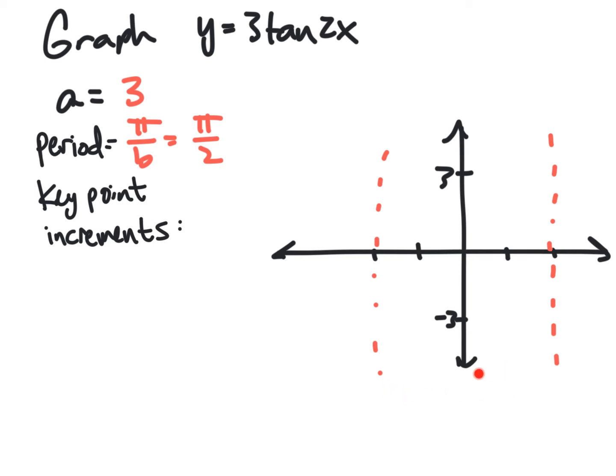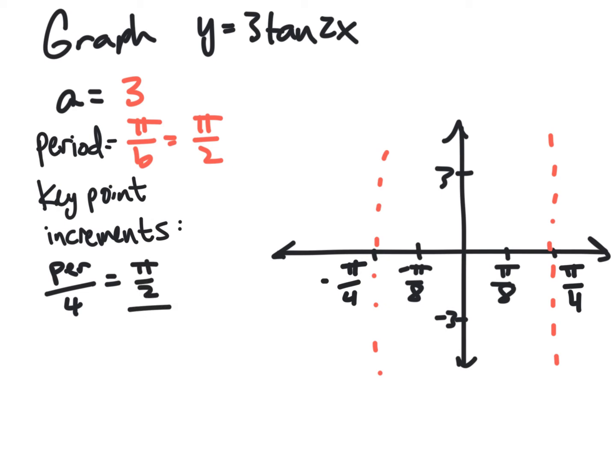So what's the distance between here and here? That would be pi over 4. It's just half of the period in each direction. And since this is right in between those two, this must be pi over 8 and negative pi over 8. Another way that we could have found all these points is just looking at the key point increments, where you just take the period and divide it by 4, and pi over 2 over 4 are increments of pi over 8. So really you can think about it either way, either as the increments or just cut your period in half and then cut that in half.